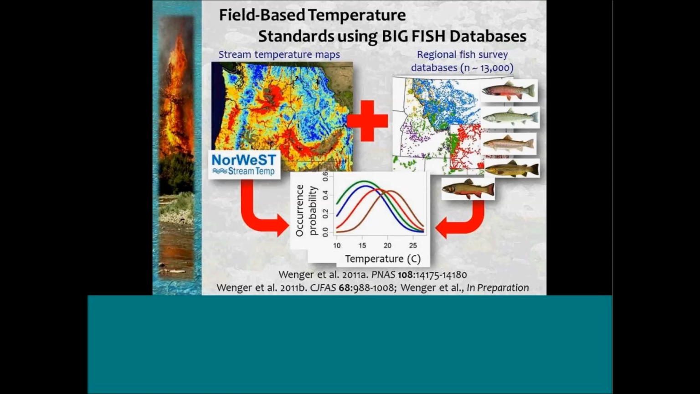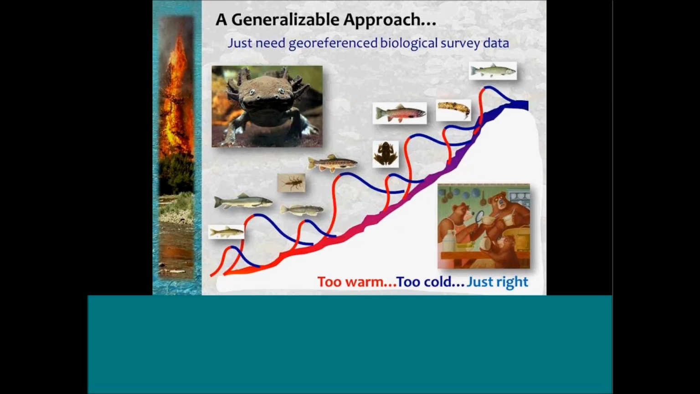In terms of developing thermal niche criteria and temperature standards for species, once you've got a good thermal template to reference your biological surveys against, you just have to pull together those biological surveys, drop them on that temperature map, and you can pretty quickly start to make scientifically defensible, accurate, field-based predictions about what's too cold and what's optimal for these different species. We think this will be a generalizable approach, so we're talking about macroinvertebrates or amphibians. They're all ectotherms.